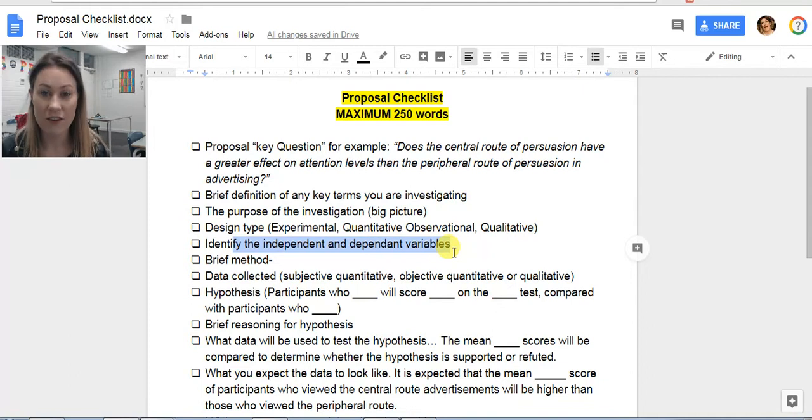The dependent variable is what's being tested. It's the thing that's stable for everyone. So the dependent variable in the caffeine investigation would be the reaction time test.